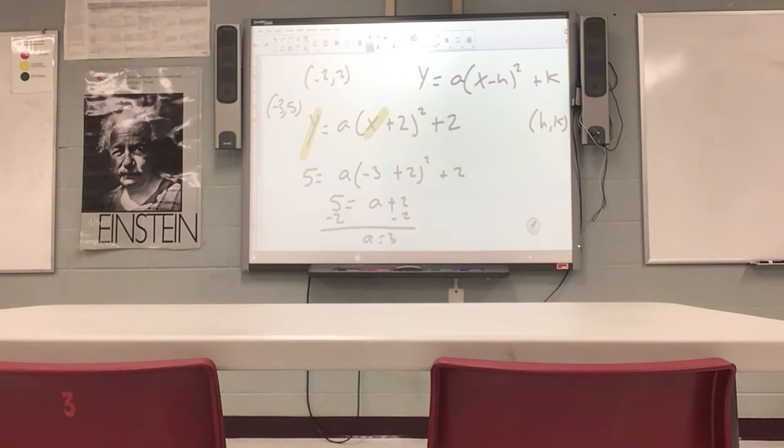So we had narrowed it down to C and D. C has an a of 3, D has an a of 1, so it has to be C. A faster way to do that is to enter it into your graphing calculator. Graphing calculators can be pretty handy on a parabola test.